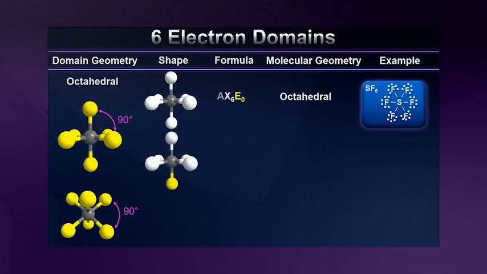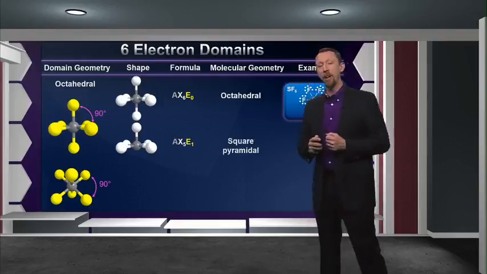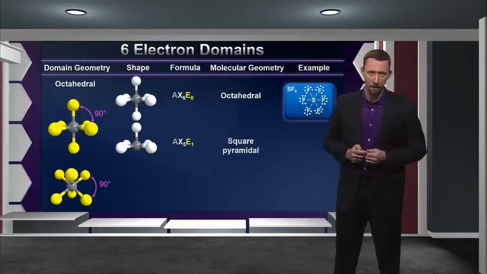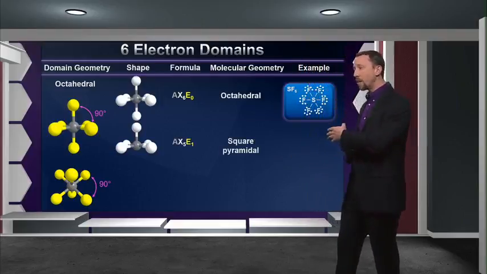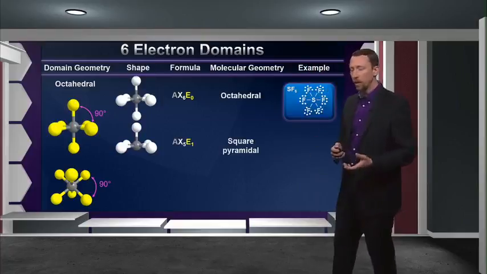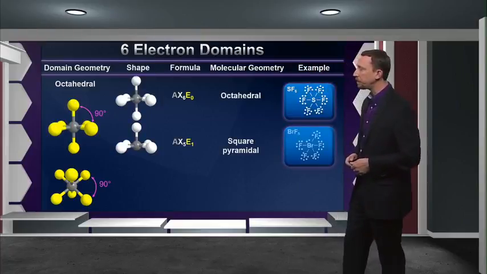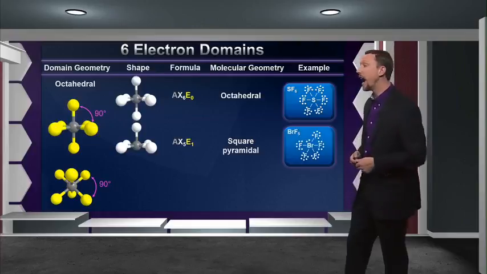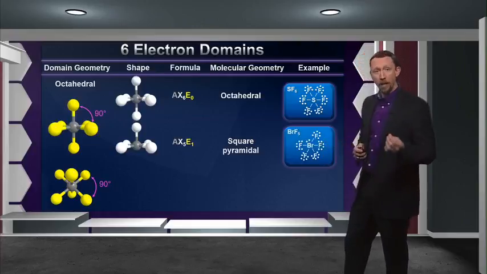Removing one of those bonded atoms and replacing it with a lone pair leads to an AX5E1 formula. And when we remove that lone pair, but not its effects, we see a shape that looks a lot like a pyramid with a square base this time. So we call AX5E1 molecules square pyramidal. An example of this is another interhalogen compound. This is bromine pentafluoride.